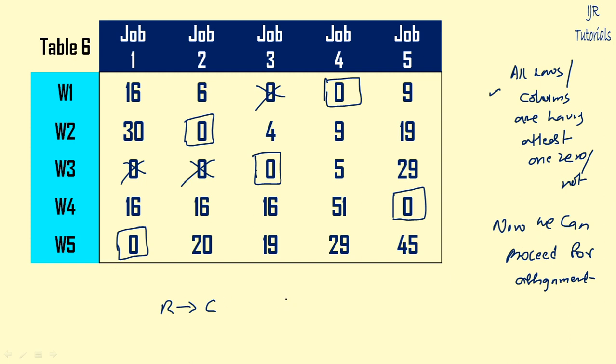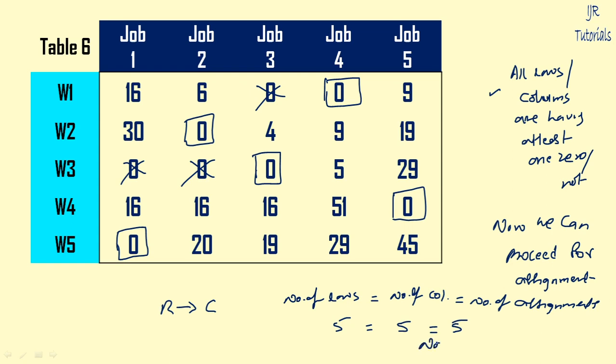And now check that the number of rows is equal to the number of columns is equal to the number of assignments. So 5 equals 5 equals how many assignments? 5. Yes, this is a non-degeneracy problem. So we successfully converted a degeneracy problem to a non-degeneracy problem. That means the problem is completed, and now we reach the optimal solution.